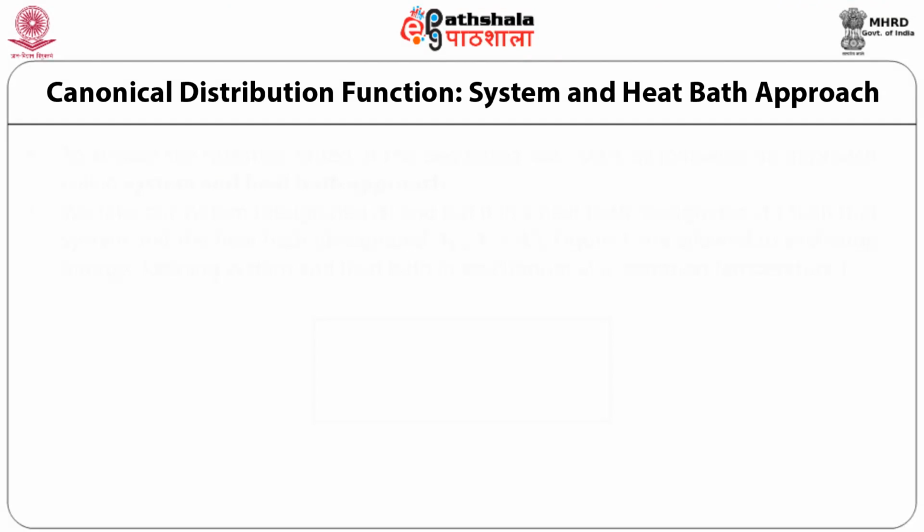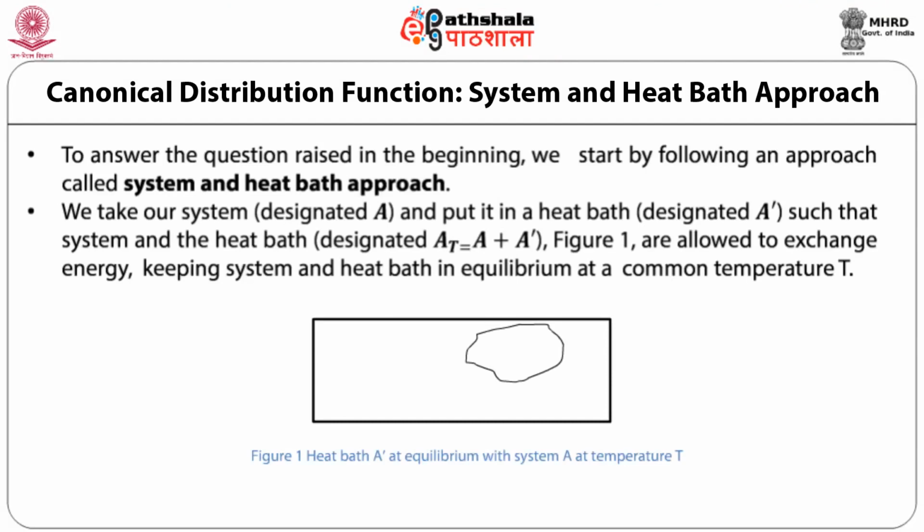Canonical distribution function, system and heat bath approach. To answer the question raised in the beginning, we start by following an approach called the system and heat bath approach. We take our system designated A and put it in a heat bath designated A dash, such that the system and the heat bath, designated A total, equal to A plus A dash in figure 1, are allowed to exchange energy, keeping system and heat bath in equilibrium at a common temperature T.